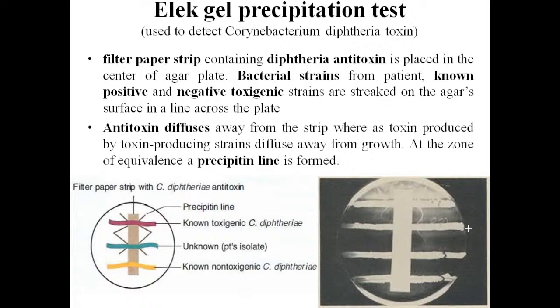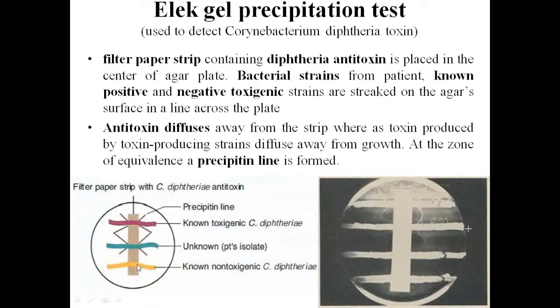How is it made? Please look at this diagram. Filter paper strip containing diphtheria antitoxin. Antitoxin is a serum with antitoxic antibodies, serum with antibodies that are produced against toxin. Filter paper strip containing diphtheria antitoxin is placed in the center of the agar plate.